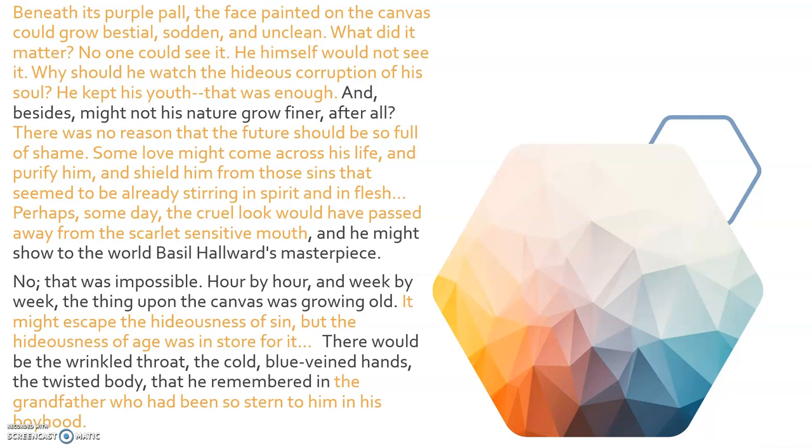He talks here about how beneath its purple pall the face painted would grow bestial, sodden, and unclean. But what did it matter? Because no one could see it. He himself would not see it. Why should he watch the hideous corruption of his soul? He kept his youth. That was enough. Now we know he's not going to be able to resist watching the hideous corruption of his soul.